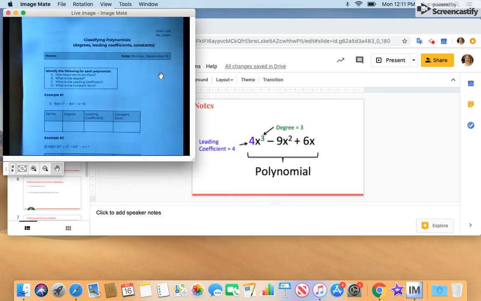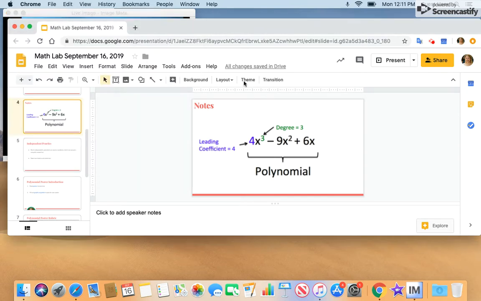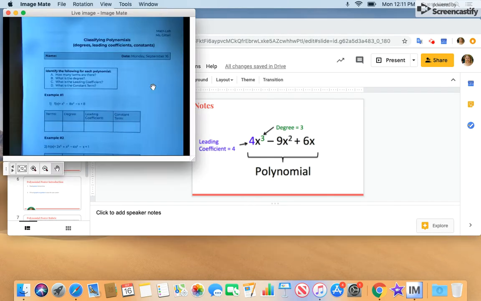Okay, this video is going to go over quickly some examples for classifying polynomials. You should have open your notes slide that you just took notes on. You'll have more information in the slide than I do. And then you should also have out your classifying polynomials worksheet.